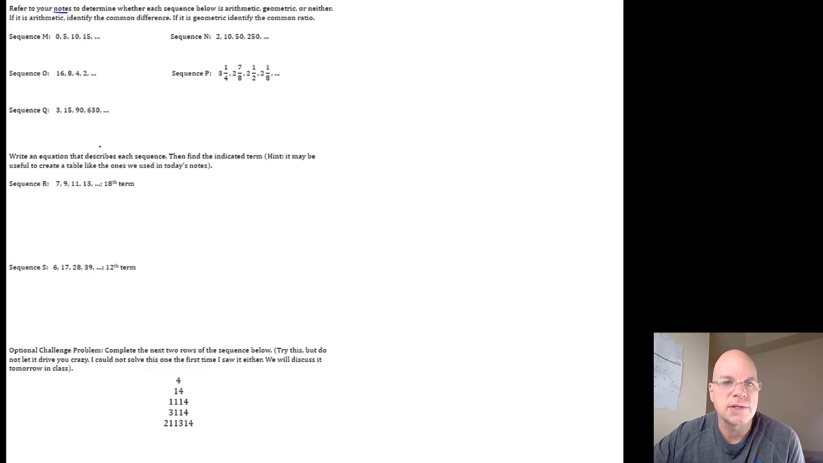Now for those sequences that are arithmetic, you're going to identify the common difference. For those sequences that are geometric, you're going to identify the common ratio for each one. And if it's neither, then obviously it won't have a common difference or a common ratio.